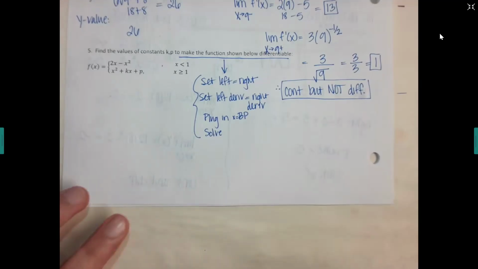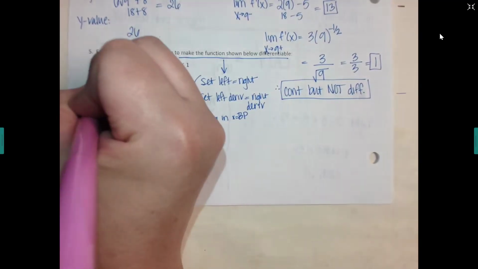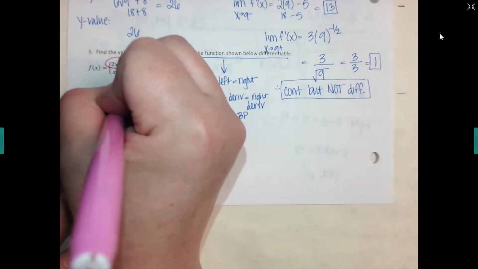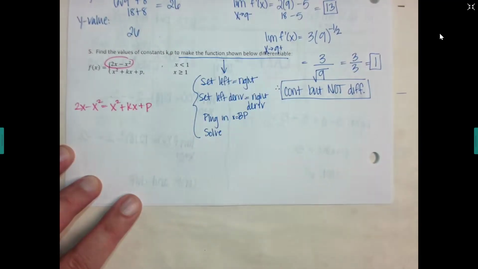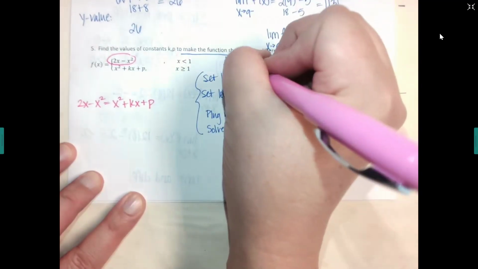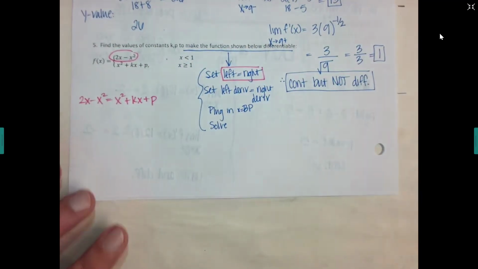So my left is 2x minus x squared, equal to x squared plus kx plus p. Okay, that's setting the left and right equal. Then I'm going to set left and right derivatives equal. This is where you have to be able to do the power rule.